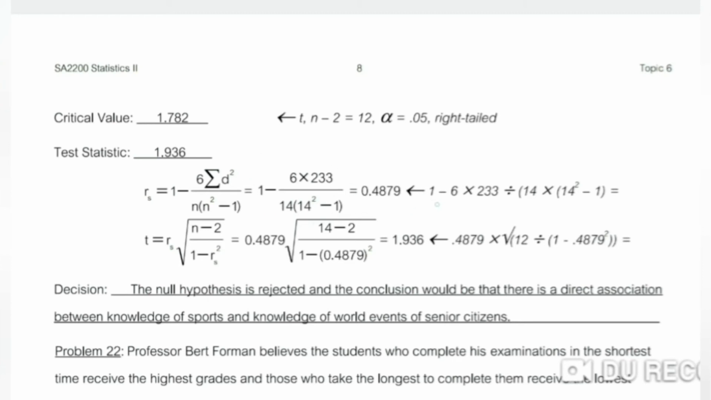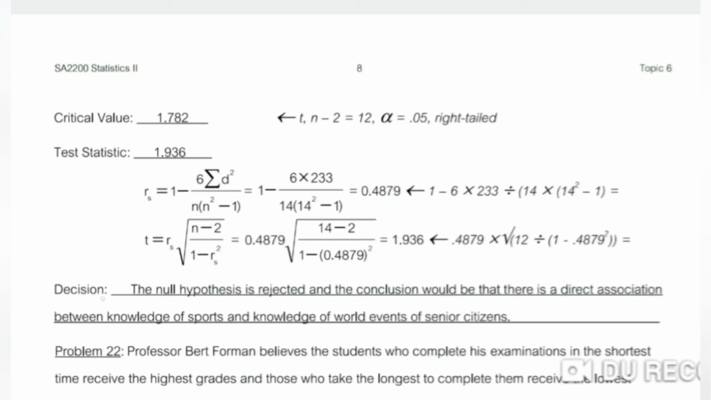Press in the calculator 1 minus 6 times 233 divided by, open bracket, here I left one bracket, 14 times, open bracket again, 14 square minus 1, close bracket. You need one more close bracket here, I forgot. After that, equal to. Then you enter the whole formula and press equal to. You can take 4 decimals at least. If you take 6 decimals, better, more precise.